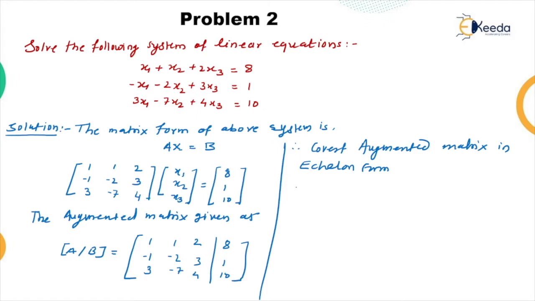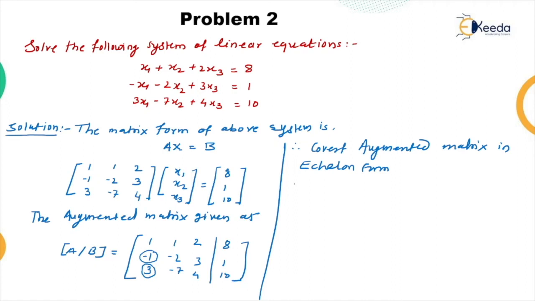So for reducing to echelon form, you know that you have to use some row transformations. First you have to make the leading element 1. You observe the first row, the leading element is 1, and the elements below it should be 0. So how do we make these elements 0? Simply take the row transformation r2 plus r1 and change r3 as r3 minus thrice r1. Means with the help of r1 we change row second and row third.